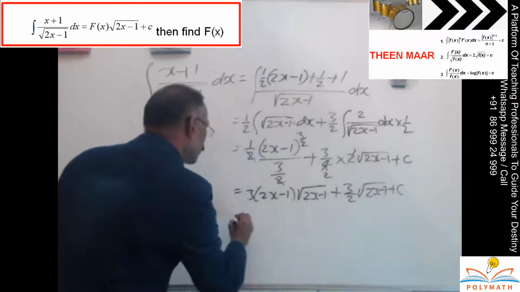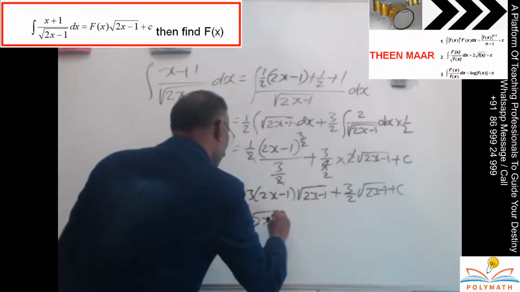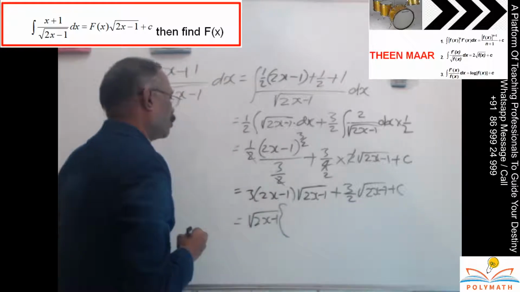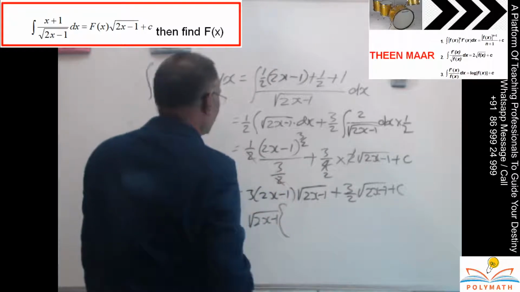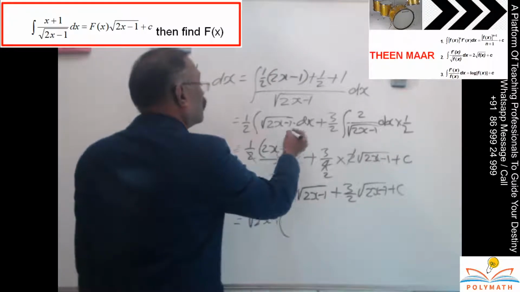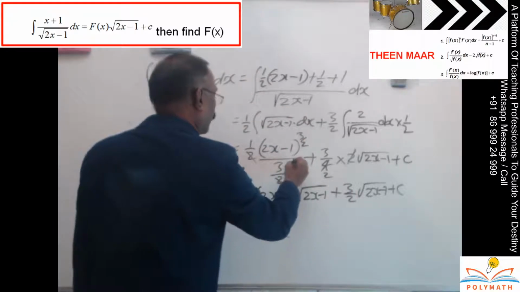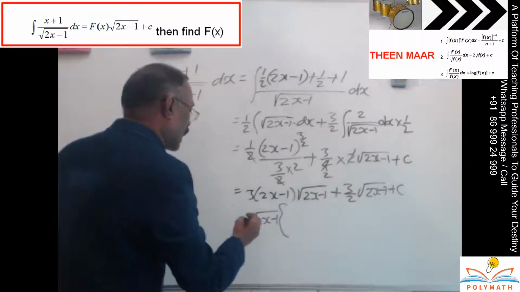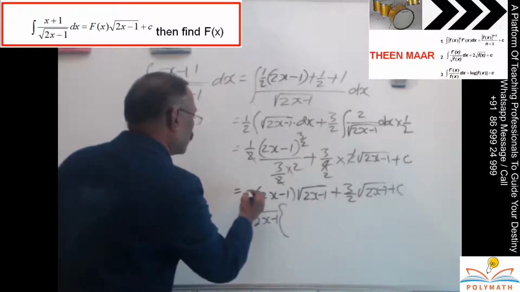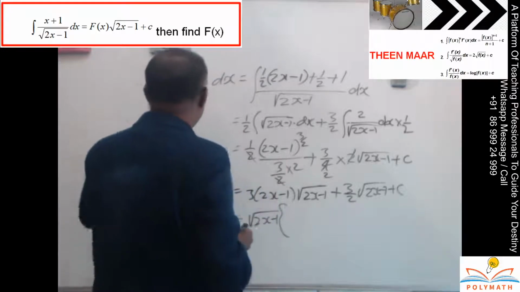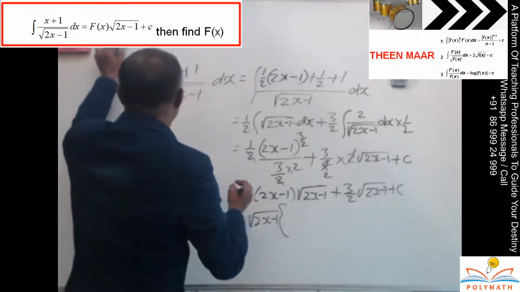Now if you take root 2x - 1 common, within the brackets you are getting, this is 1/3, and you have one more 2 also here because 2x - 1 derivative is to be divided, one more 2 is also there. So if you take root 2x - 1, you'll get 1/6 here.